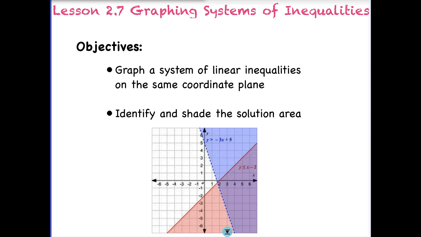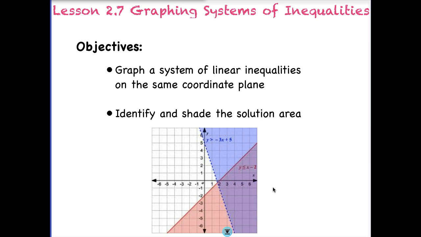Our objectives are to graph a system of linear inequalities on the same coordinate plane and to identify and shade the solution area. And you can see down here we have an example of a set of linear inequalities that have been graphed and the solution sets have been shaded. And what we are looking for is this overlapping piece, the part that has both blue and orange shading. These points in this solution set will be true for both of my equations, and we'll go over that.